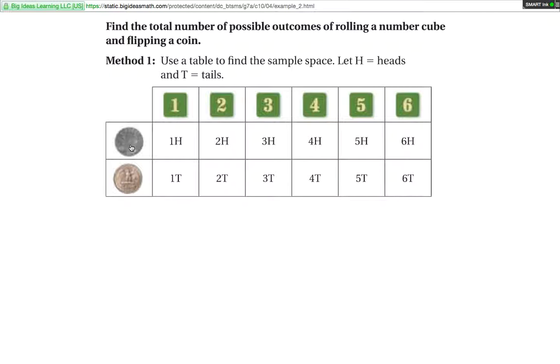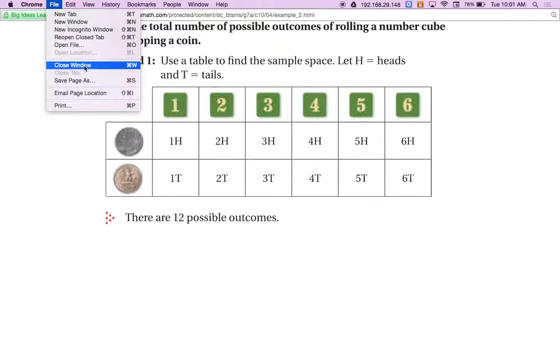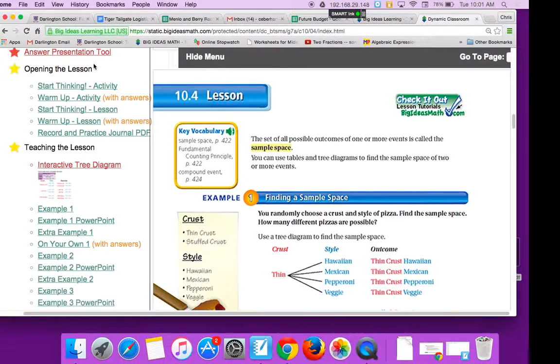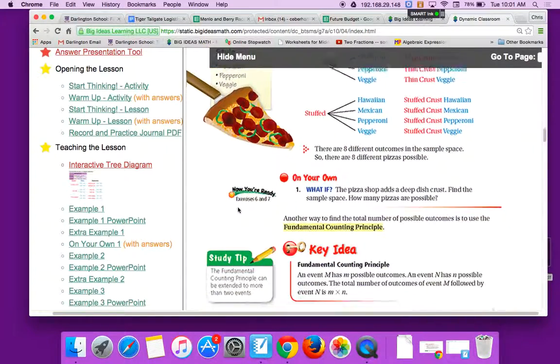So you have your heads and your tails here. Over here you have the different outcomes for your dice. So notice 1 head, 1 tail is an outcome, 2 heads, 2 tails, 3 heads, 3 tails, and so on. You'll notice the total number of outcomes, our sample space, is 12. We have 12 possible outcomes from this table. Okay, so you can see those are the visual representations. They definitely help out. I prefer mathematically, but those definitely help visually.